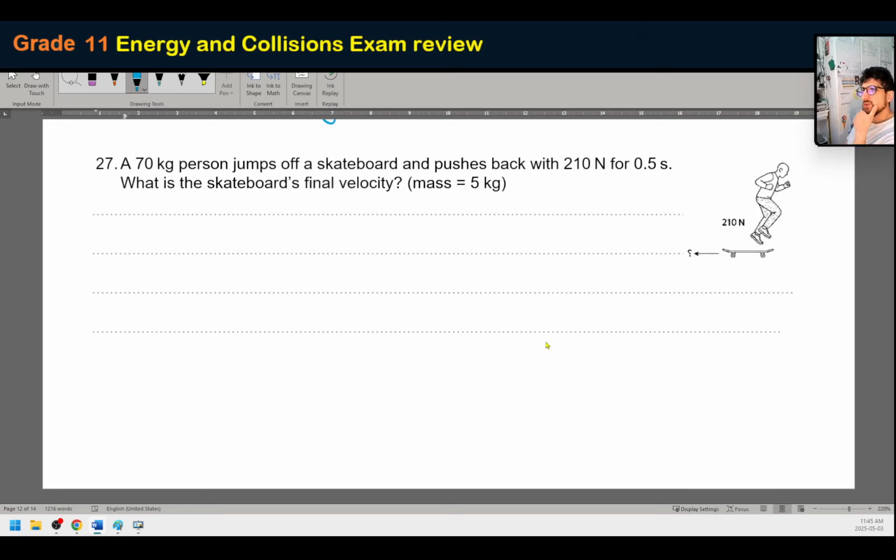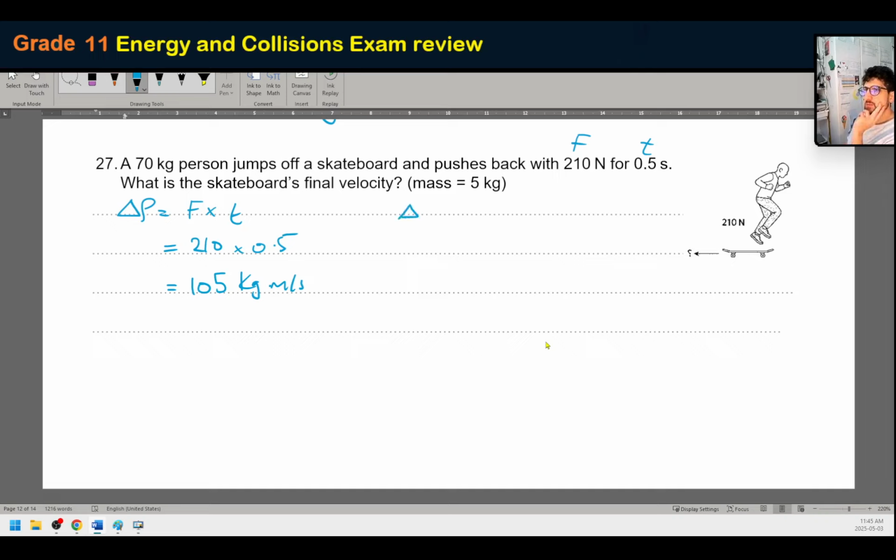And then if we divide it by, okay. So we've got momentum is equivalent to impulse is equivalent to force times time. So that's going to be 210, that's the force, multiplied by 0.5, that's the time, and that's going to be 105 kg dot meters per second. I have the change in momentum. Okay? Now what I need to do is figure out what's going to be the speed of the skateboard.